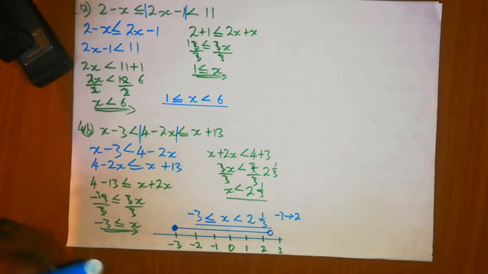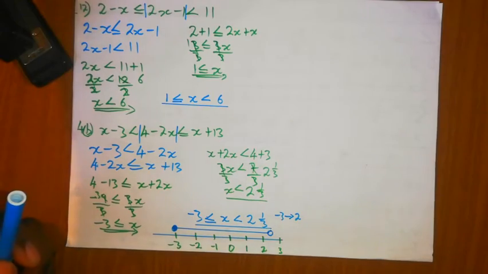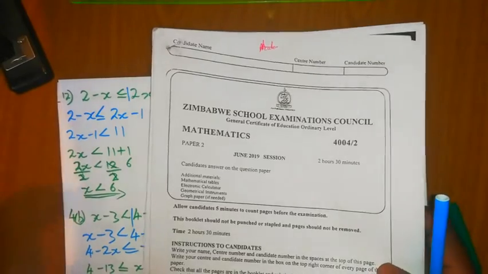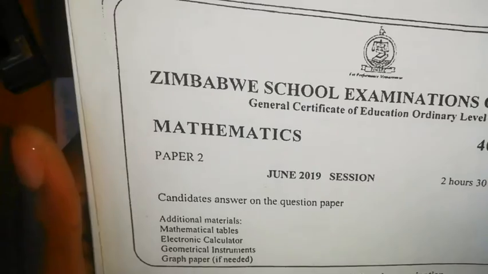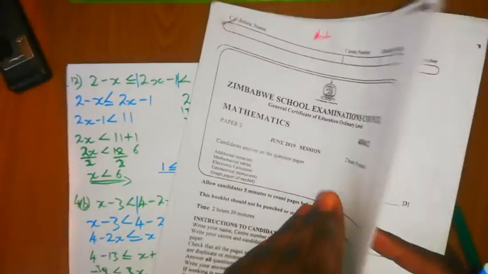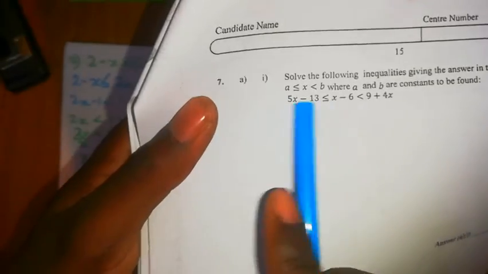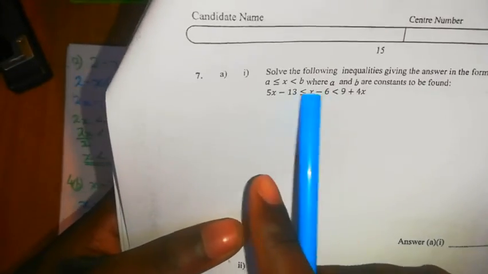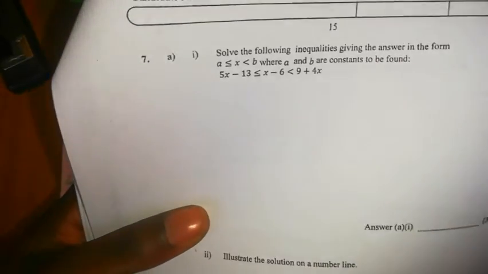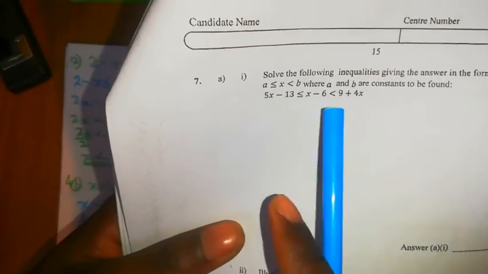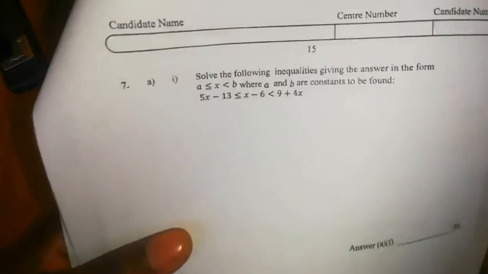Let me give you the other example of a simultaneous inequality there. So our other example is going to come from paper 2, June 2019. Paper 2, June 2019, that's number 7A. There is the question. Solve the following inequalities. Give the answer in the form, as I said, you're not supposed to even worry about that form, where A and B are constants to be found. There is the inequality. We just have to split our inequality.